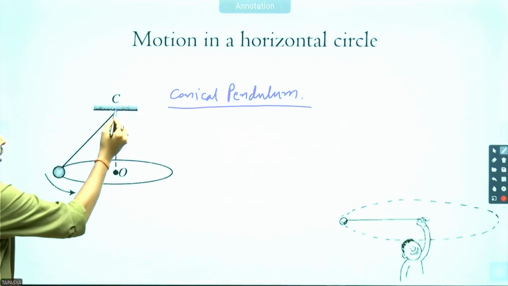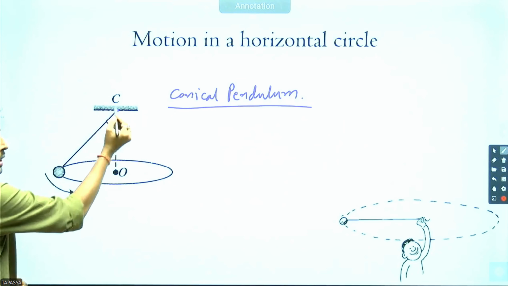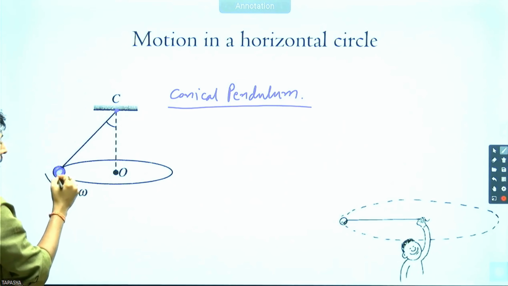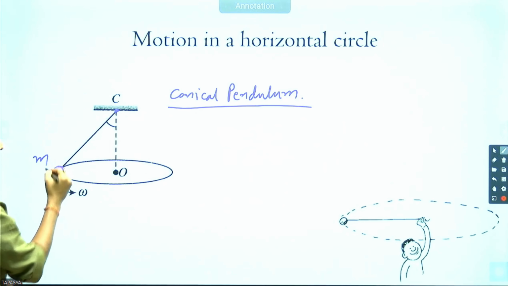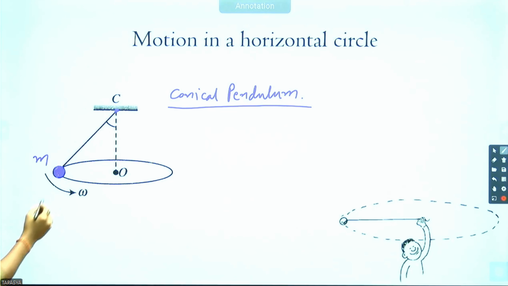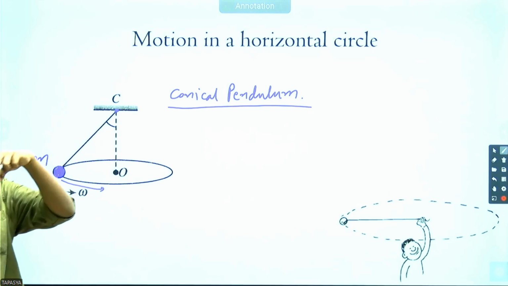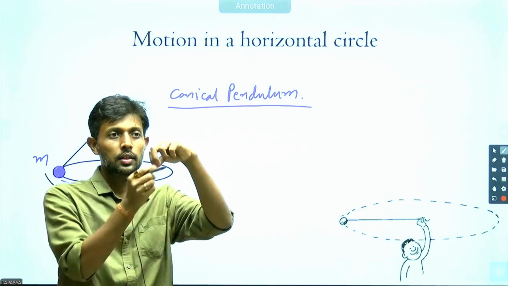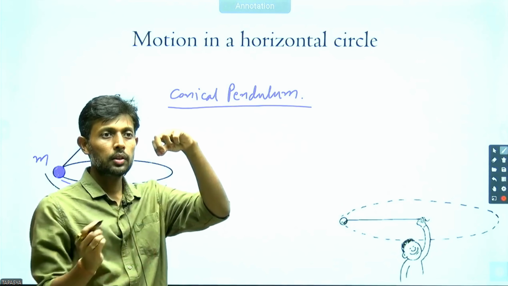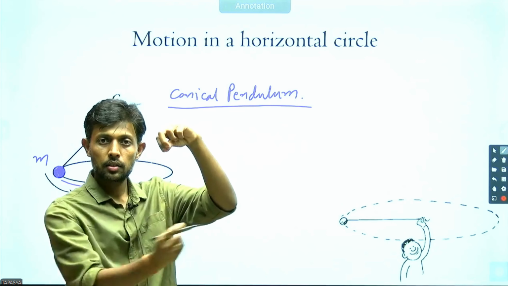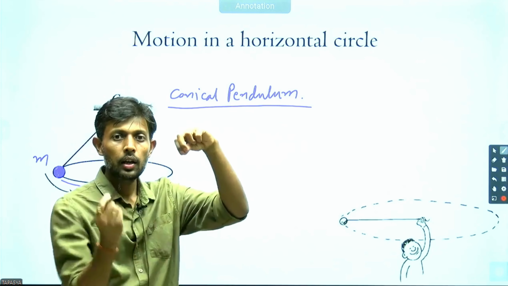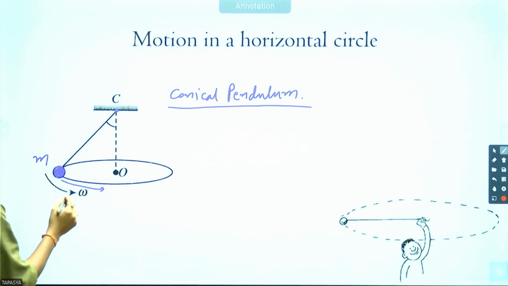So we have a pendulum, a string tied to a wall at this point, and there is a bob of mass m hanging like this. And this bob is whirled round and round. So here is the string and here is the bob. The bob is going like this. Okay, so that is the horizontal circle we are talking about.